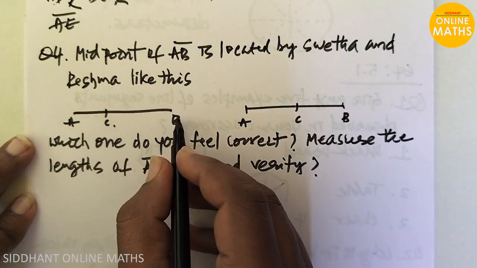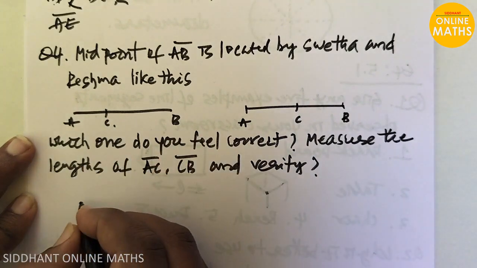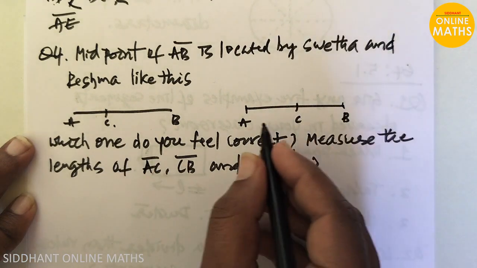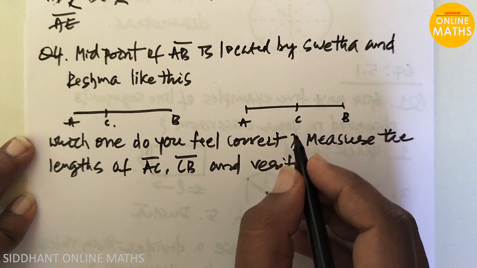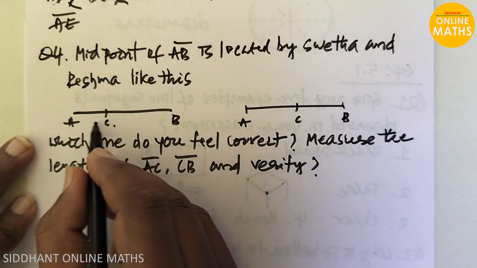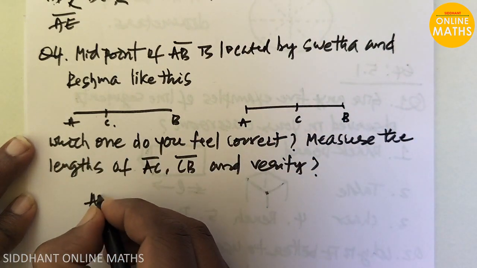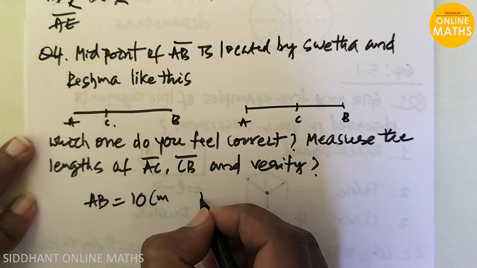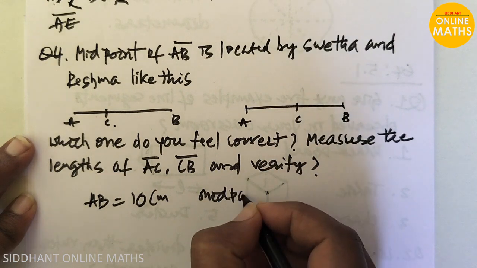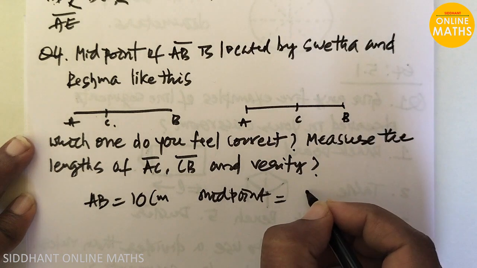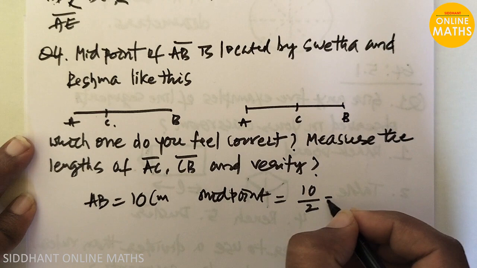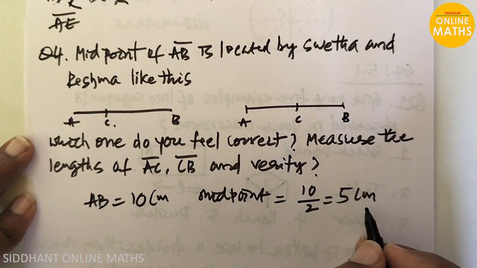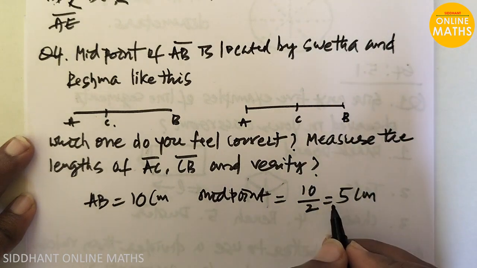So to understand, the midpoint is the middle part, that means the center part of the line segment. So if your AB length is 10 centimeters suppose, then your midpoint will be 10 by 2. That means at 5 centimeter you are going to see point C here. So this is the concept of midpoint.